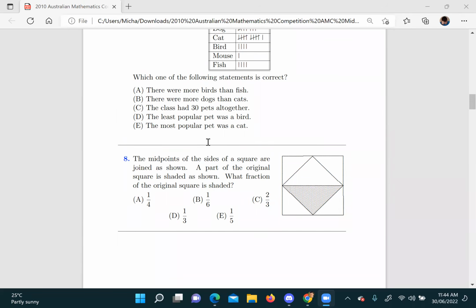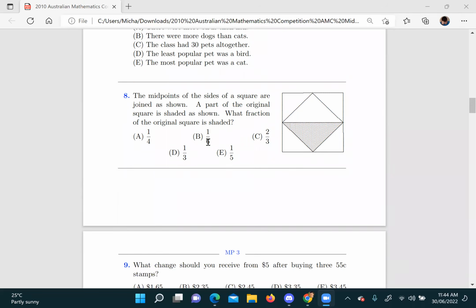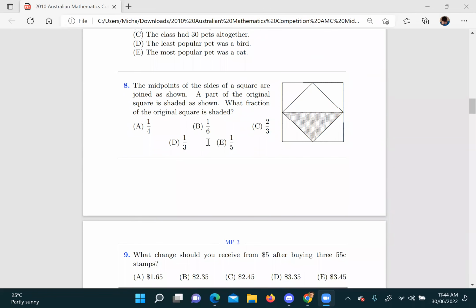Okay. So eight. There's a lot of disagreement for 8. Okay. It's 1/6. But if you do it in half, it's still 1/4. Okay. So what's the question? The midpoints of the sides of a square are joined as shown. Okay. A part of the original square is shaded as shown. What fraction of the original square is shaded?